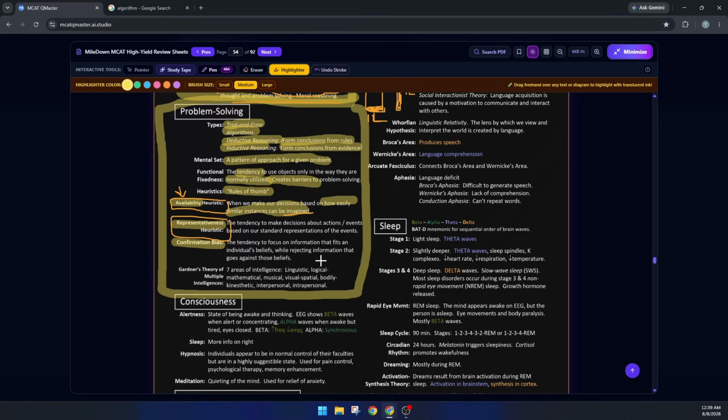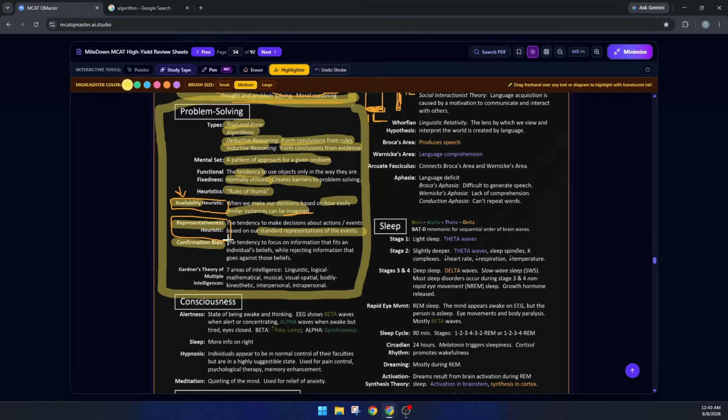So I'm going to say that one of them has a PhD in neuroscience and one of them never got to graduate college. Okay, so who do you think has a PhD in neuroscience? The model at 25 years old or the male at 40 years old? Probably most people are thinking that the male at 40 years old has his PhD in neuroscience and the female never got to graduate college. And that is a representativeness heuristic, the tendency to make decisions about action events based on our standard representations of the events or of the people around it.